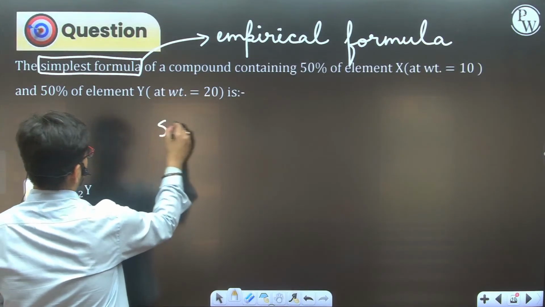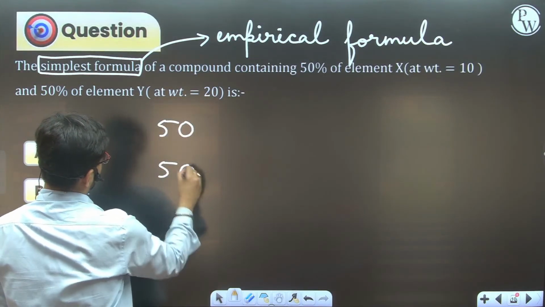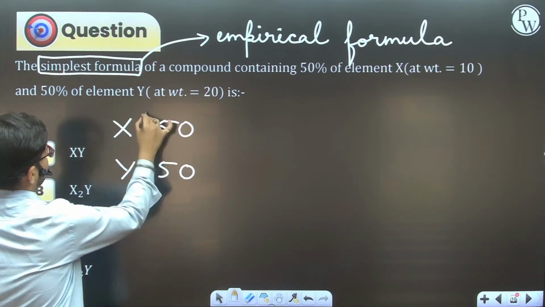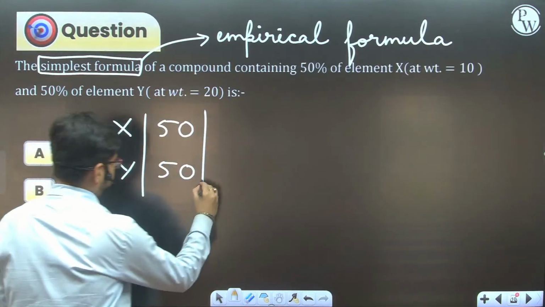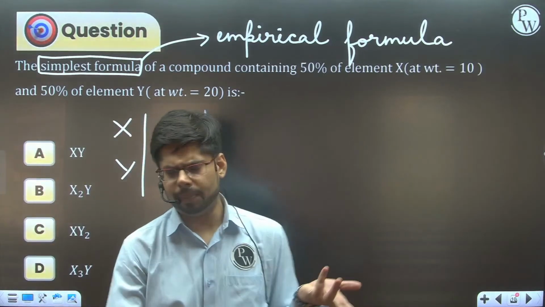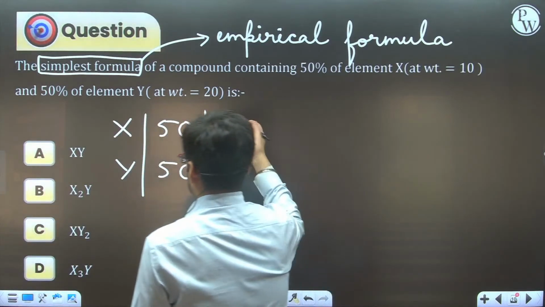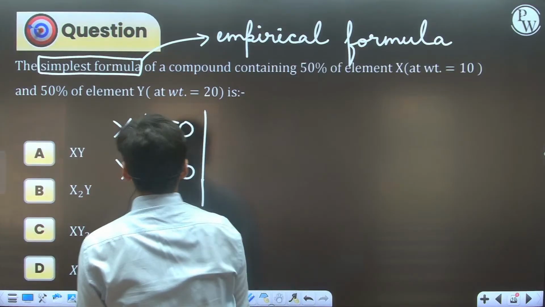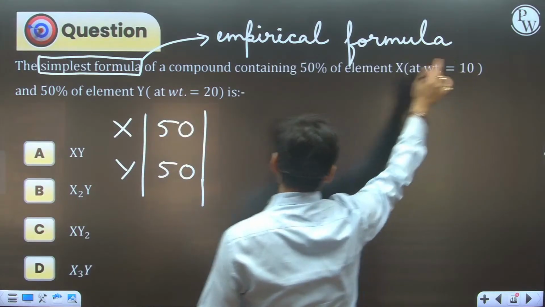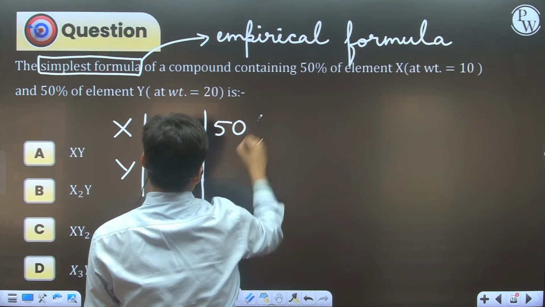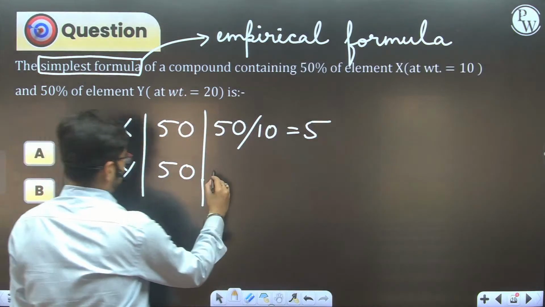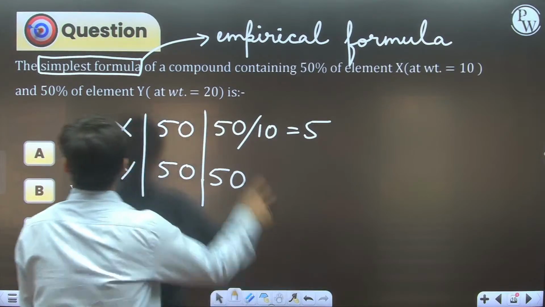So what is the traditional method of finding out empirical formula? We write the mass percentages of the elements, X and Y. These are the 2 elements, right? I'm making columns. That same old procedure I'm following. Because there are only 2 elements, we can follow the same old procedure. Okay. So 50 is the mass percentage of X. What is the atomic weight of X? Atomic weight of X is 10. Right? Then atomic weight of Y is 20.